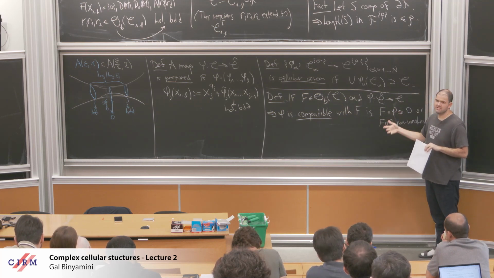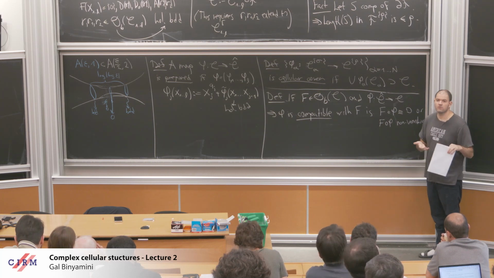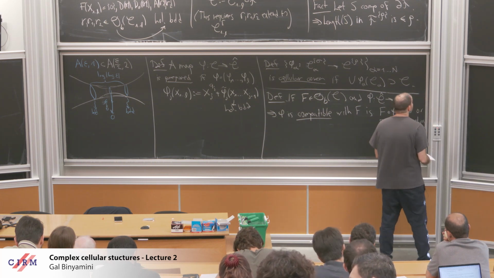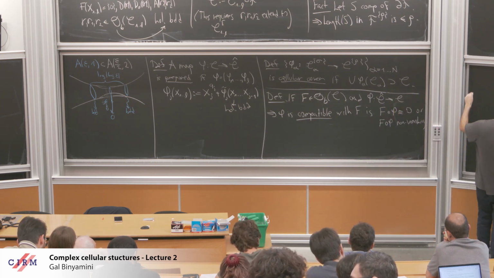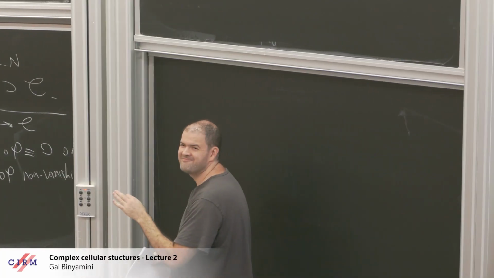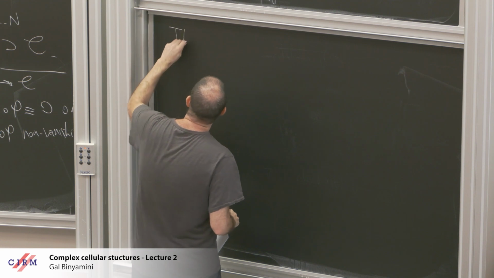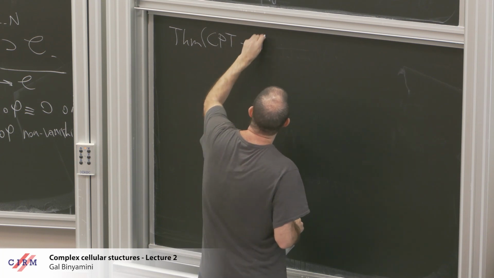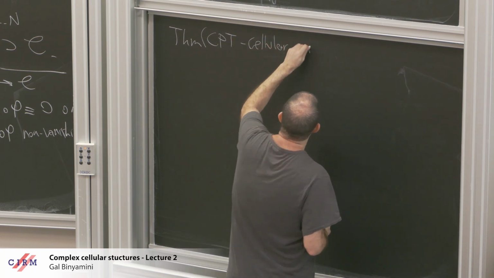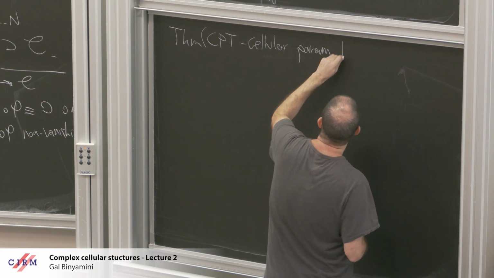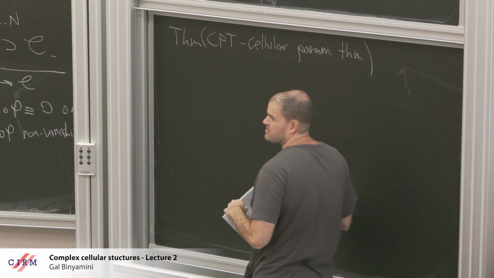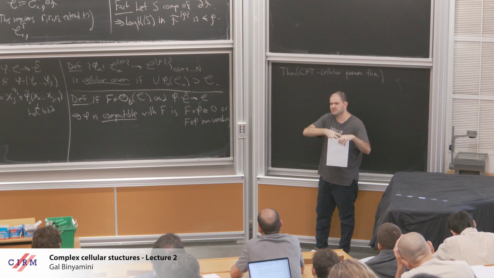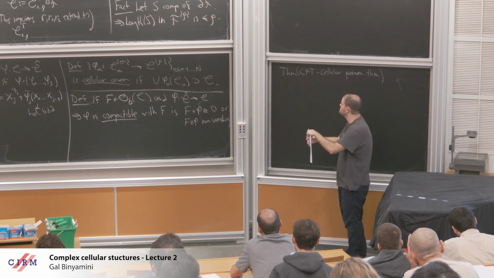Okay, and now with all these definitions, I can give a statement which is analogous to the cell decomposition theorem in the real setting. Okay, so I'll do it here. Questions so far? Okay, so the theorem that we call CPT, the cellular parametrization theorem. We call it parametrization and not subdivision exactly because we have these cells that map into the space. So it's not really a subdivision of a space, it's covering the space by images of maps. So it's more like a parametrization.